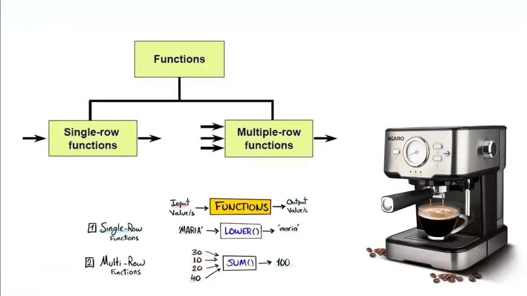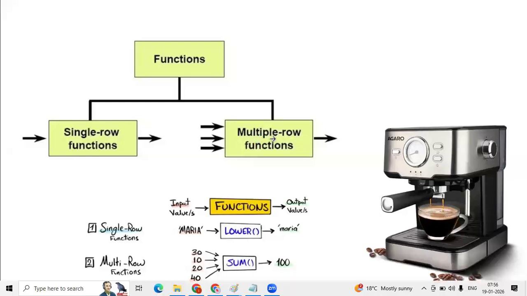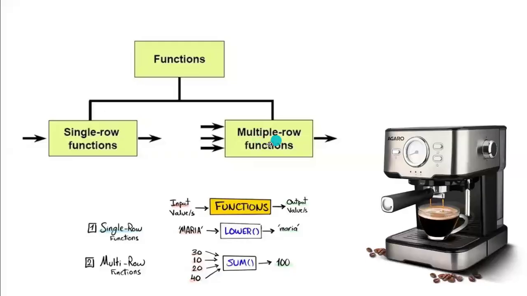Now let me start with functions. Functions are classified into two types: single row function and multiple row function. A single row function will take one value as input and give one value as output. A multiple row function will take multiple values as input and give a single value, or single row, as output.